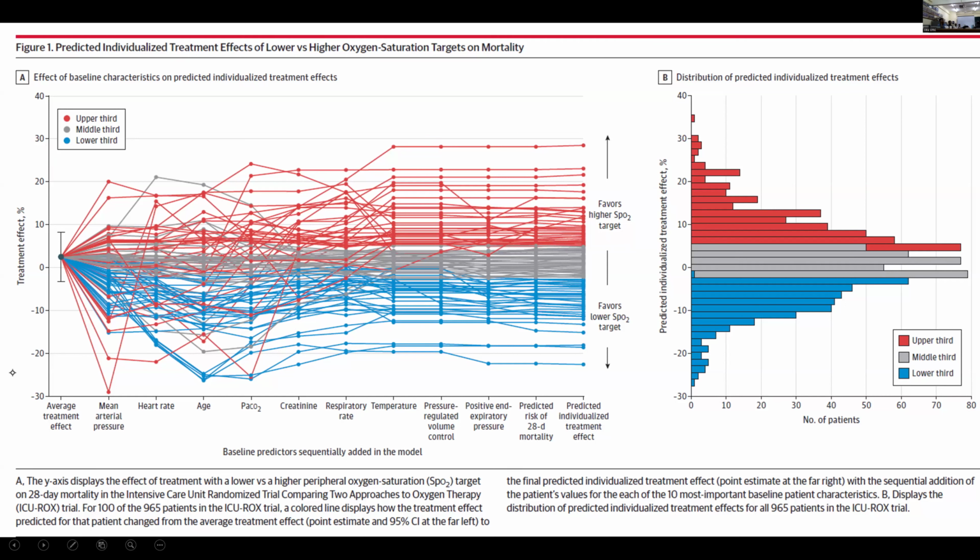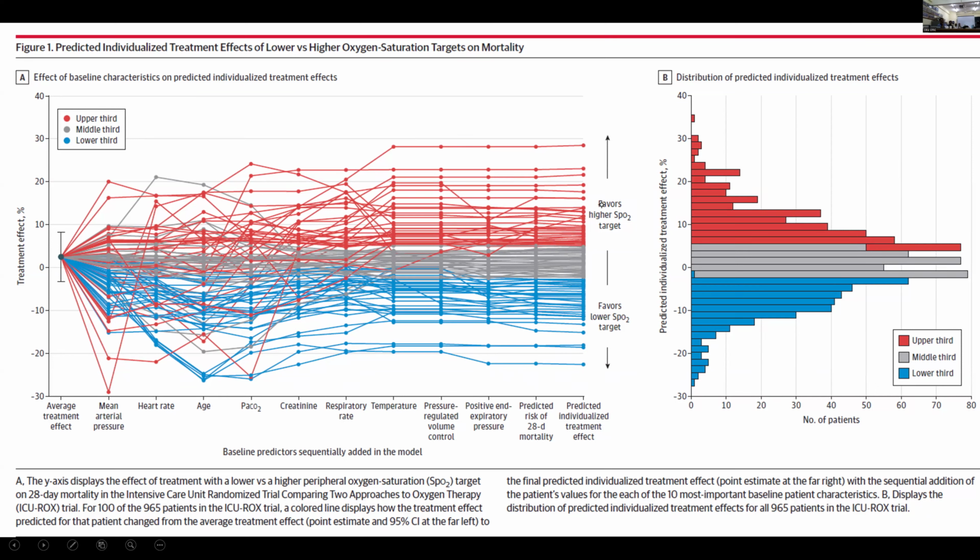Now the model, which was developed on the pilot data set and then validated on ICU logs, took into effect mean arterial pressure, heart rate, age, CO2, creatinine, respiratory rate, so many risk factors it looked at. And finally, it came to predicted 28-day mortality. So you can see that as the model starts to add more and more factors, it is able to differentiate human beings into three groups of people.